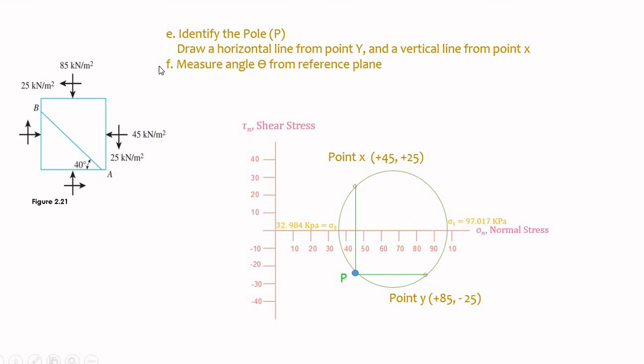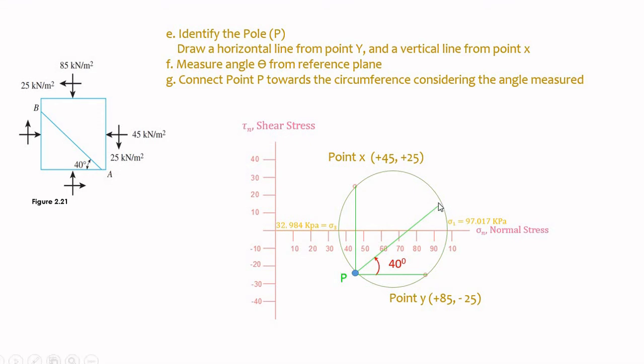And the next is to measure the angle from the reference plane. So the reference plane here is 40 degrees from the horizontal. So therefore, we will use this as our reference plane because this is also the horizontal line. So 40 degrees from the horizontal line. And then from there, we connect point P, the pole, towards the circumference considering the angle measured. So from the pole until a point where it intersects the circle.